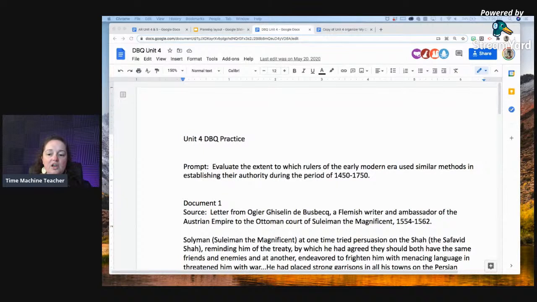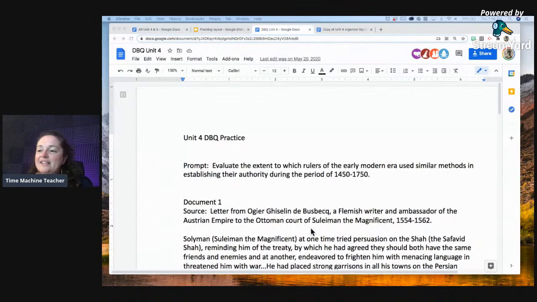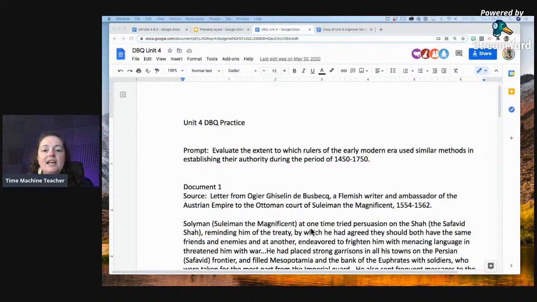So just know that on the actual exam, you're going to have 7 documents. The next one we practice will have that many documents. I was just using this from last year to make it a little bit easier on myself because this week has been crazy. So in a way, it's kind of good, because at least this way we can really focus on the documents that we do have. And then next week we'll do it with the actual number that you're going to be doing on the DBQ.